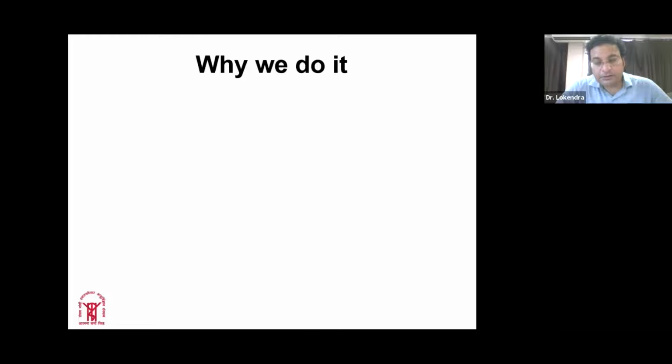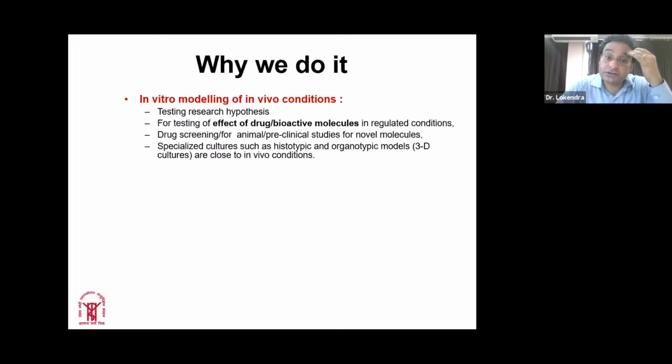So the major question again, why do we do it? What is the need of doing cell culture? So the first thing is we are testing our research hypothesis, and for that we cannot go directly to human samples or maybe the patient or maybe an animal system. So you require a pre-model or a basic model to validate your hypothesis, and this can be a suitable model for testing the research hypothesis.